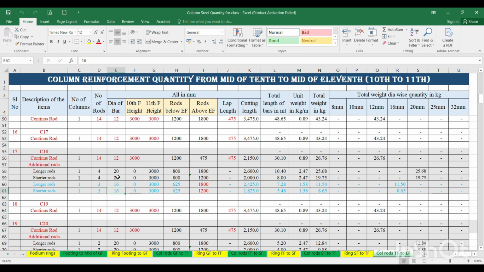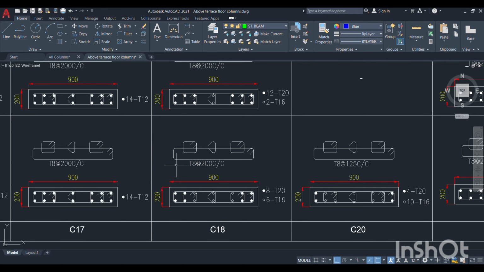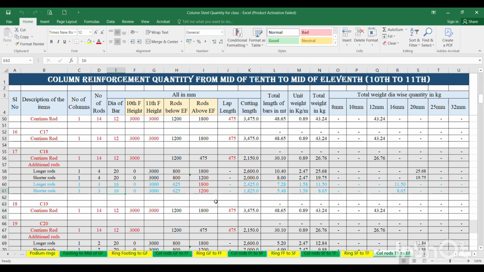So that's why only this is the required column. Must and should, we have to install those 20 rods only at the respective locations. This 20 rod, here 4 rods and here 4 rods, must and should be installed before casting of this 10th floor column. This 16 dia rod can be installed at the time of 11th floor slab casting. That's why I am keeping this on hold. I am keeping the longer rod on hold for installing in the next floor.